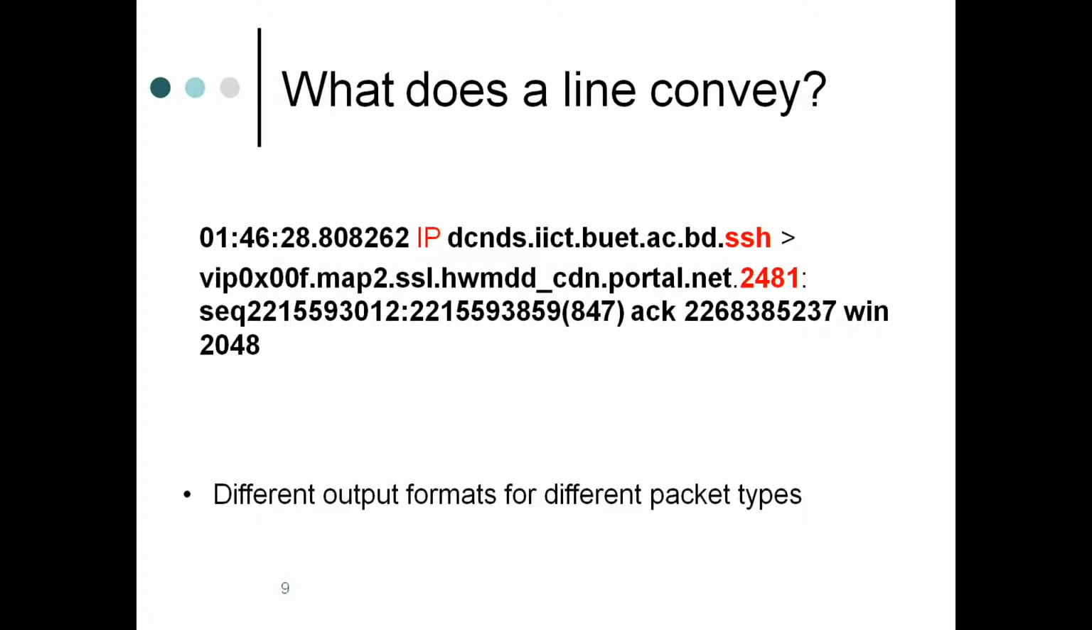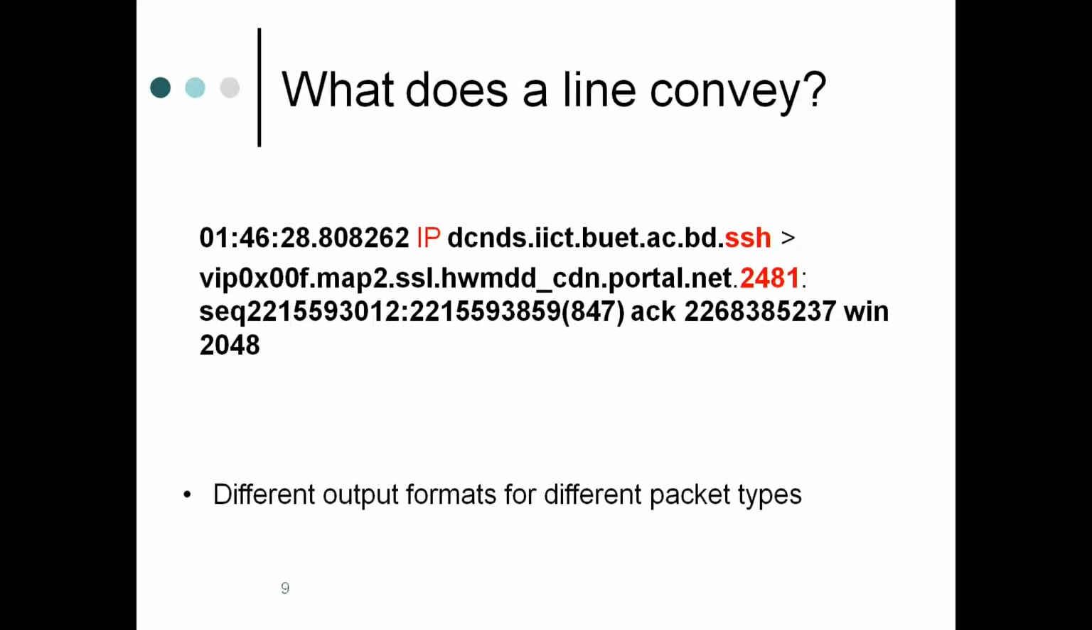The first part here, up to the dot, DCNDS.isct.buet.ac.bd, this is actually the IP address. So by default, TCPDump converts the IP address to a DNS name. It uses reverse DNS to do that. But if you want, it can also show the IP address.